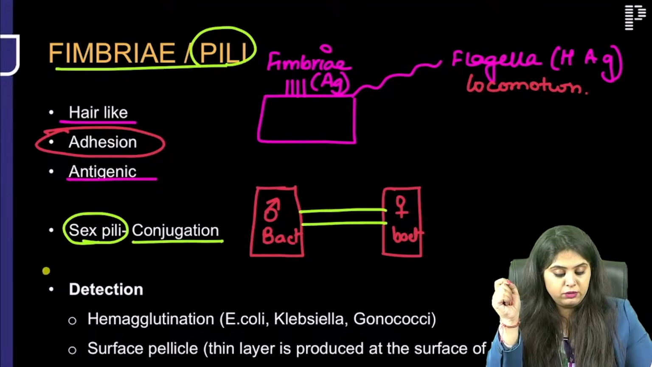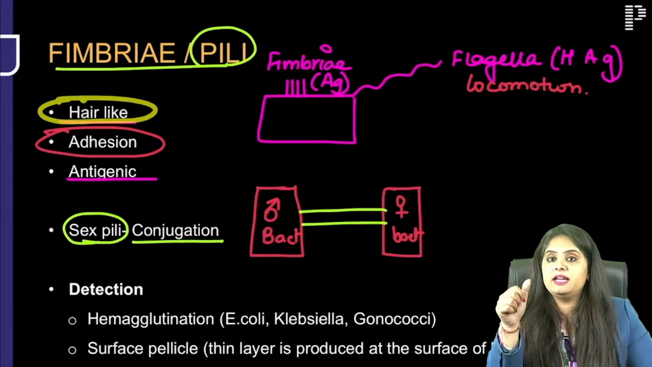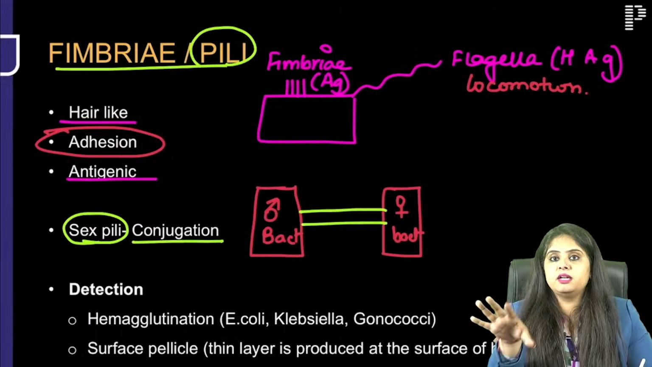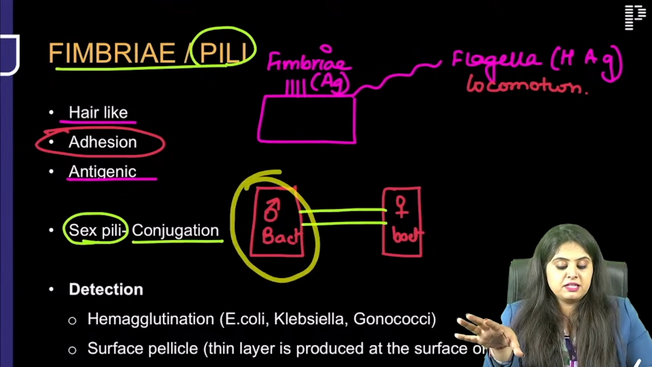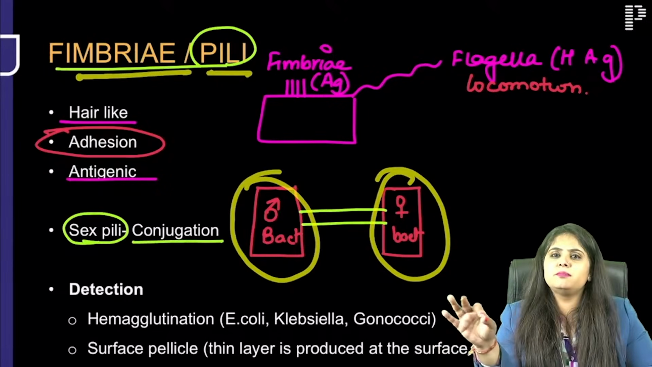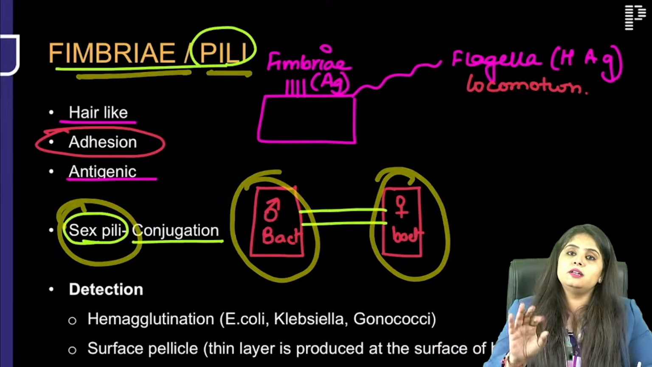Repeating before I tell you the last part, what are they? They are hair-like. Yes, ma'am, they have an antigen. Their main function is adhesion, chipakna, to stick. And when the sticking happens between a male bacteria and a female bacteria, instead of calling it just a pili or a Fimbriae, I try to call it a sex pili.